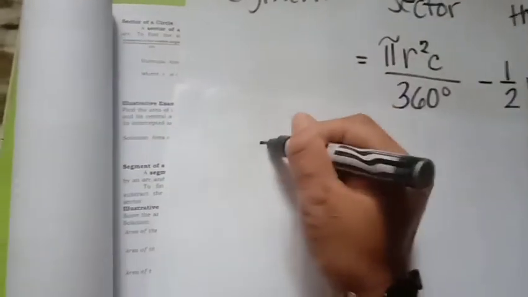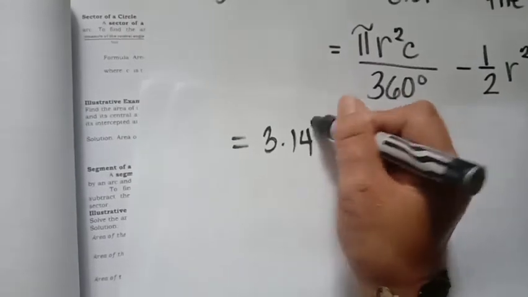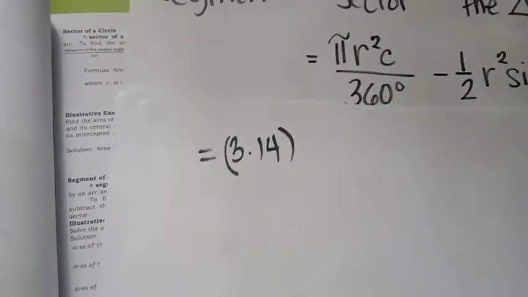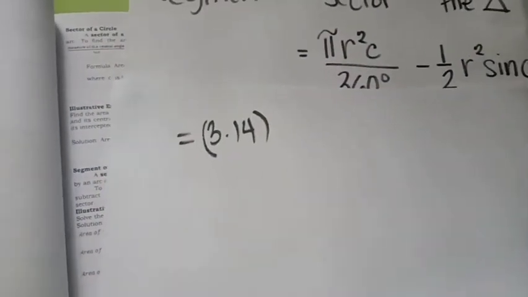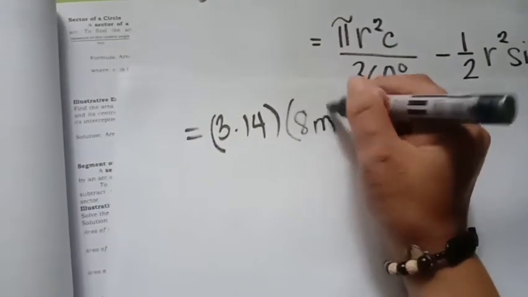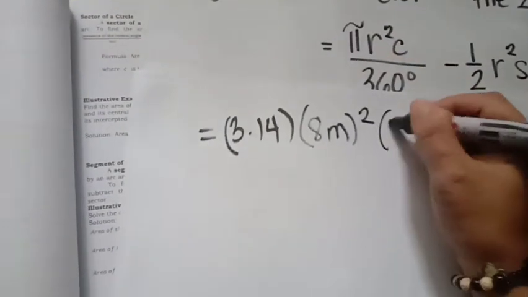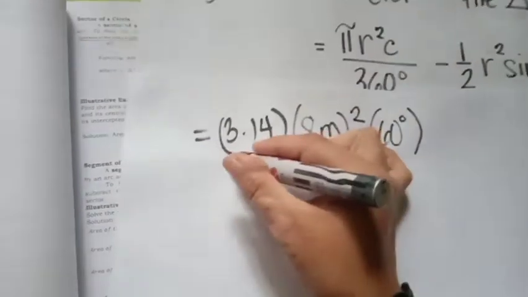Okay? So, this is equal to pi. Ang pi is 3.14. So, approximation lang yung 3.14. And then, R is equal to 8 meters. So, 8 meters quantity squared. And then, the measure of the central angle is 60 degrees.